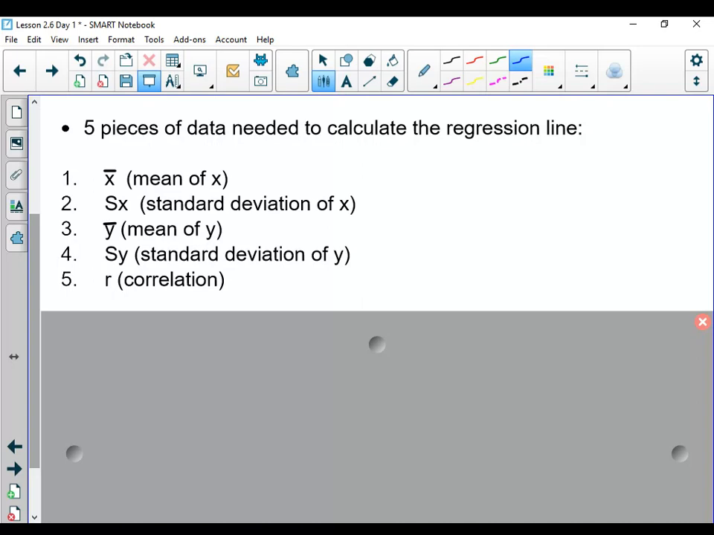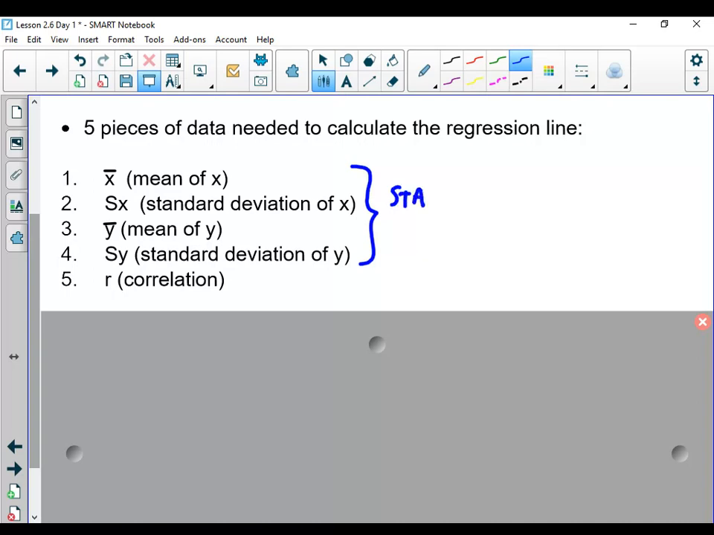And then finally, we need the R value. Now, the good news is all 5 of those things the calculator can find for us. And in fact, we can find the first 4 in just one process. So to find these first 4 things, we can do that on the calculator by using these steps.